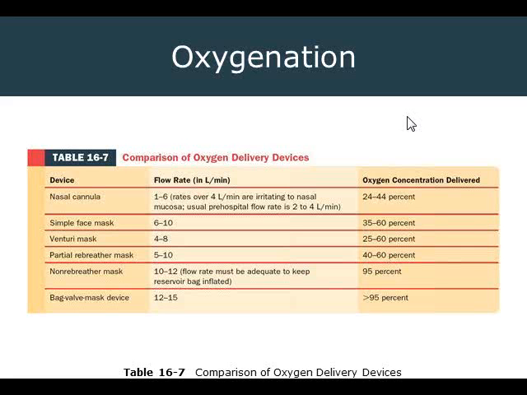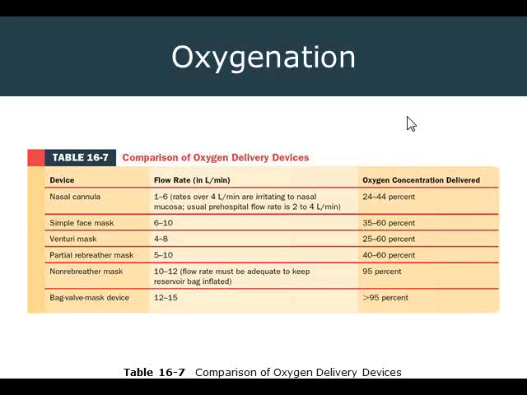That last column, oxygen concentration delivered, is the FiO2, or fraction of inspired oxygen. With a nasal cannula, you can give them 24 to 44% oxygen. With a non-rebreather, you can get up to 95%. With a bag valve mask, you can get 95+% as well. The simple mask is usually 35 to 60, and the partial rebreather 40 to 60. Partial rebreather and non-rebreather differ simply by the number of flaps they have. The non-rebreather has a flap at the top of the reservoir bag and on each side of the mask.